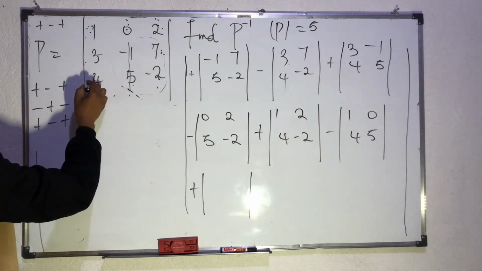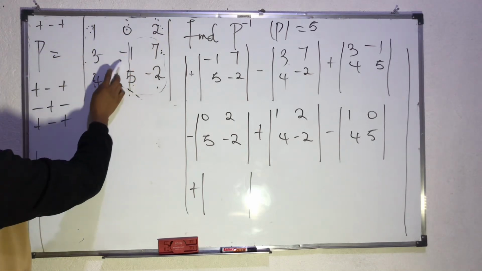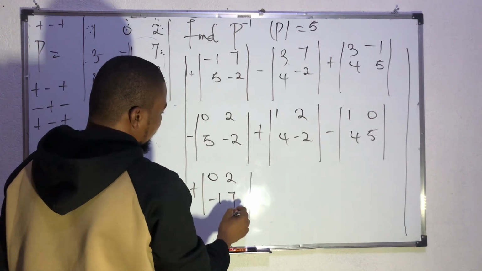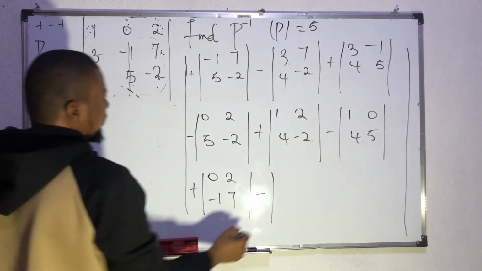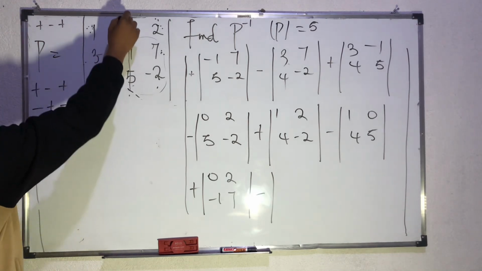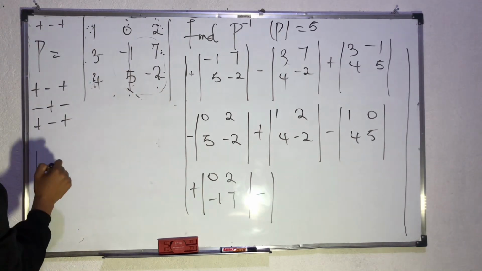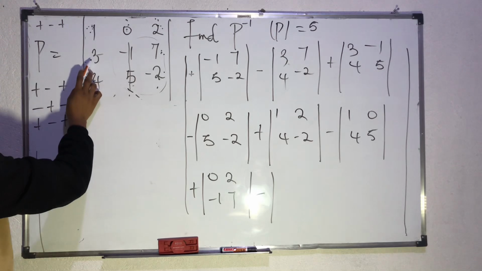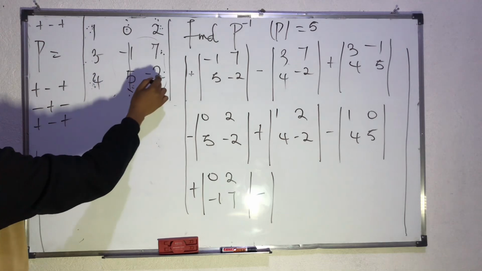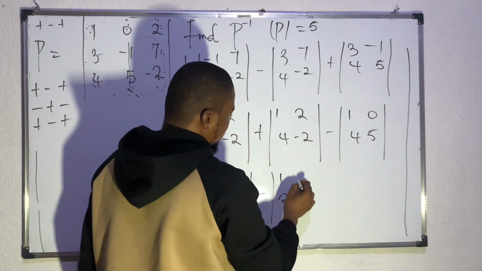For this one here, if we hide the column and the row, what do we get? 0, 2, negative 1, 7. This is a minus this time around. And for 5, which is the next number, if we hide the column and the row, what do we get? Hiding the column and the row gives us 1, 3, 2, 7.